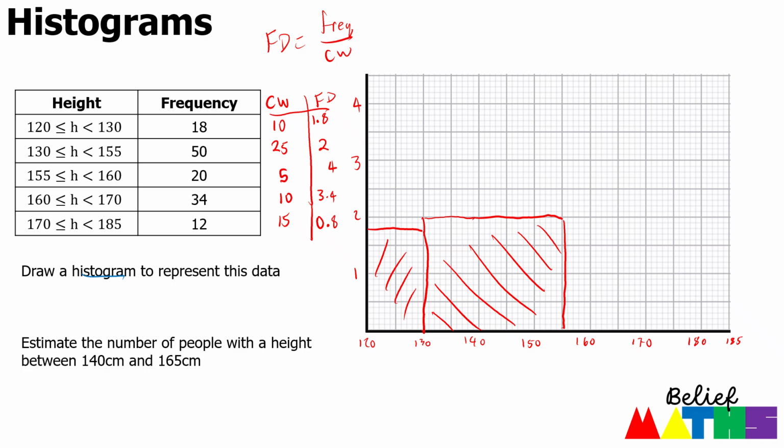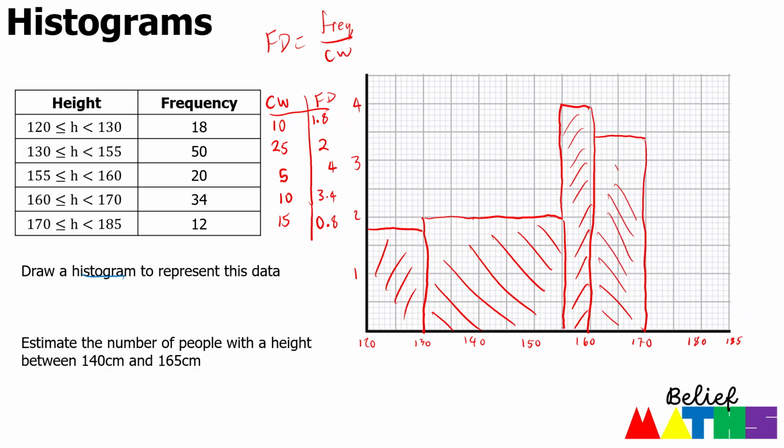155 to 160 goes up to 4, so we've got a nice tall bar here in the middle. Which again allows you to do that. 160 to 170 goes to 3.4, so again 3.4 is here, 160 to 170 comes across and then comes down to the bottom. And I know I keep saying it, but you'll do this using a ruler, not freehand, so it's nice and neat. And then finally the last section goes up to 1.8, which is here.